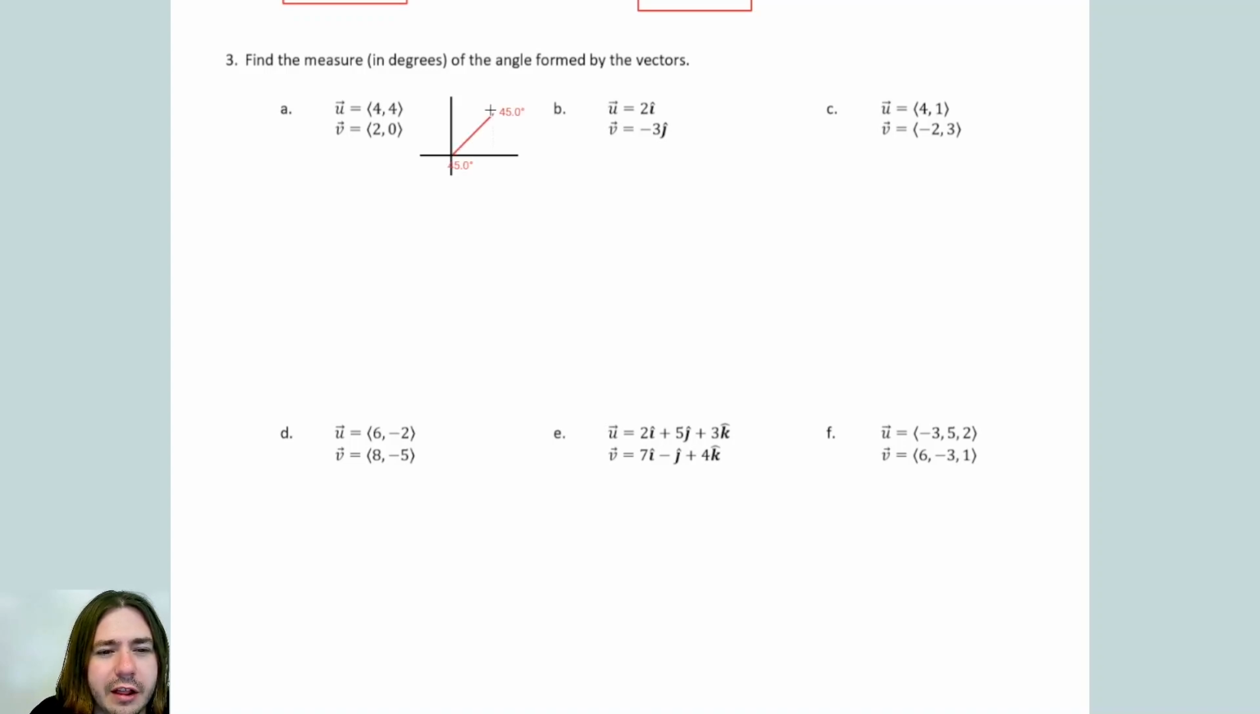So here we've got 4, 4, which is going to be over 4, up 4, at like this 45-degree mark. And 2, 0 is going to be right here. So this one should be really obvious. You shouldn't need to use a formula for this one, although you could check it. Yeah, this one's just going to be 45 degrees.